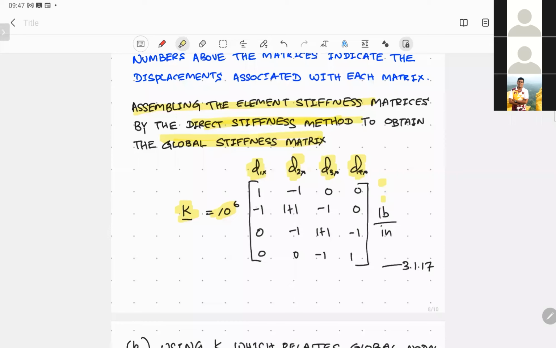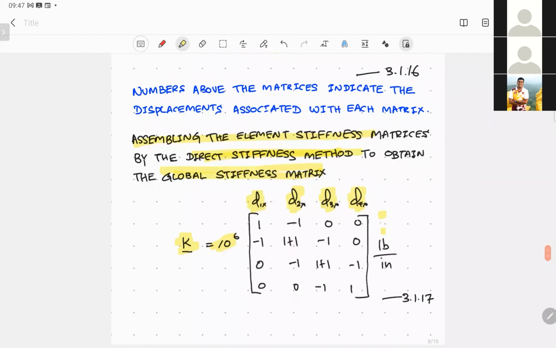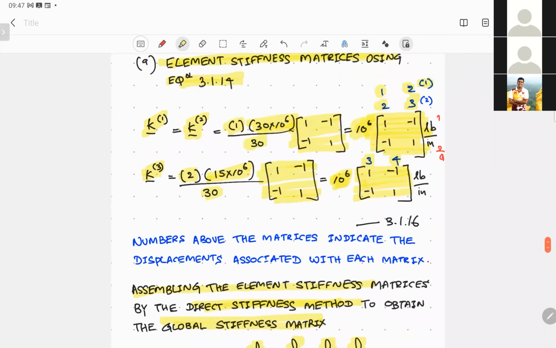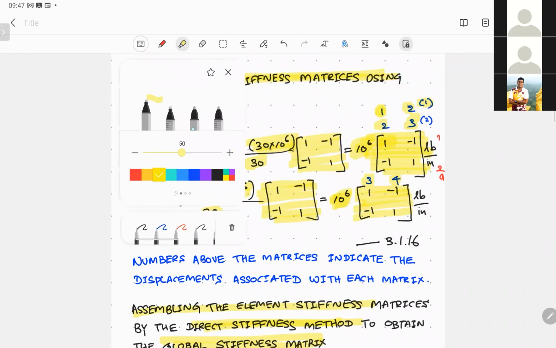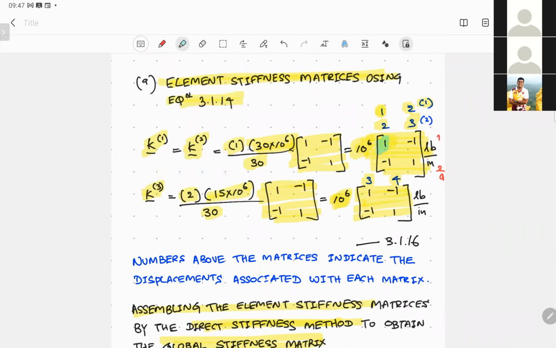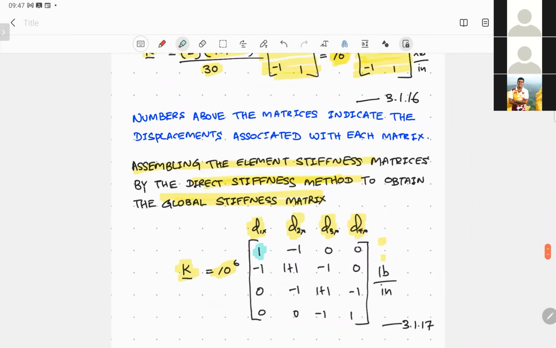Then you can simply start assembling using the direct stiffness method, which I explained in the previous case. So if we consider d1x by d1x, we have only one term, because d1x and d1x is only this term which is present here. So you simply write that value. Likewise, you can start constructing the global stiffness matrix by summing up the corresponding elements of the element stiffness matrices.